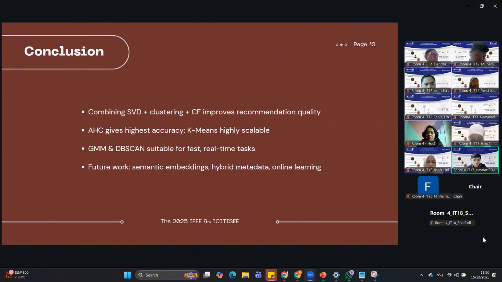To conclude, combining truncated SVD, clustering, and collaborative filtering improves recommendation quality for sparse datasets. AHC is best for accuracy, k-means is scalable, and GMM or DBSCAN are suitable for time-critical applications. Future research could explore semantic embeddings, hybrid feature models, and online learning strategies.